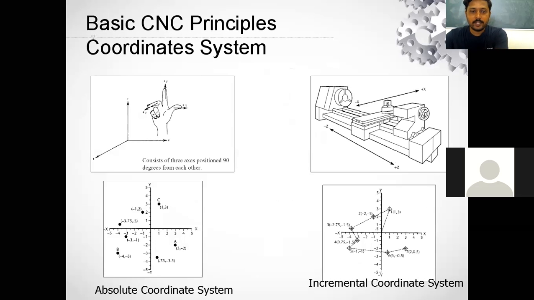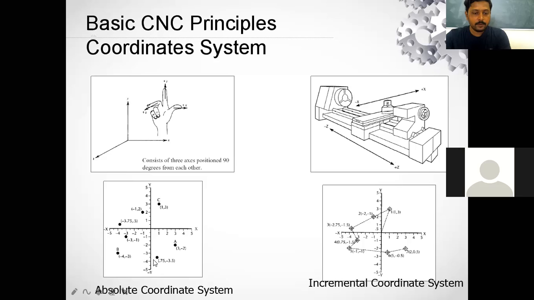Now there are coordinate systems. You can see the absolute coordinate system and the incremental coordinate system. So what is the basic difference between the absolute coordinate system and the incremental coordinate system? Let us start with the absolute coordinate system.